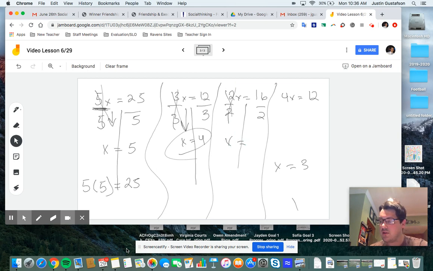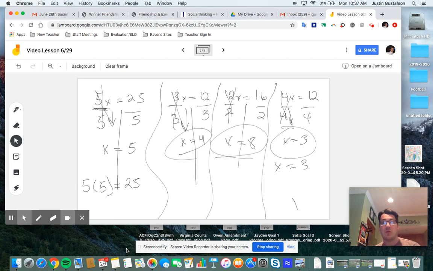And my answer is x equals 8. Great. Let's do this one. Divide by 4. Divide by 4. Bring down my x. I just said if 12 divided by 3 is 4, 12 divided by 4 is 3, right? There we go.